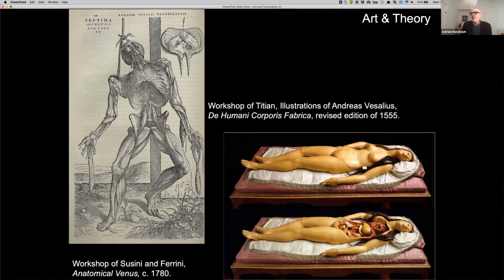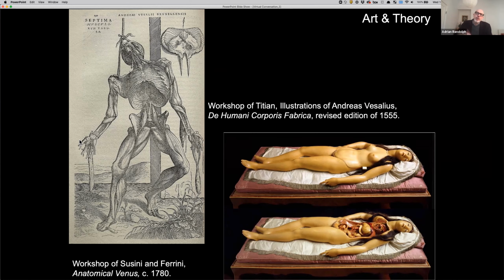And then a very different approach by Susini and Ferrini in the anatomical Venus there. And you see the interweaving of science of anatomy with this striking figure of Venus who has a necklace, who's on a bed. It's a somewhat uncanny representation of the anatomical in the 18th century.